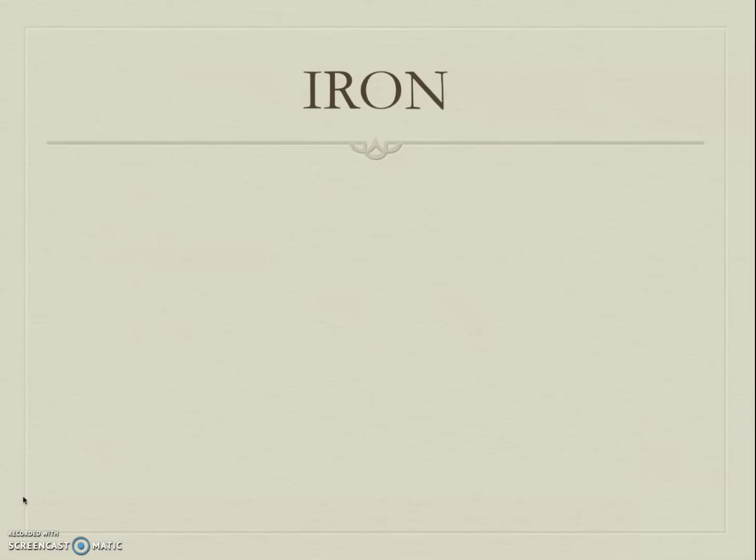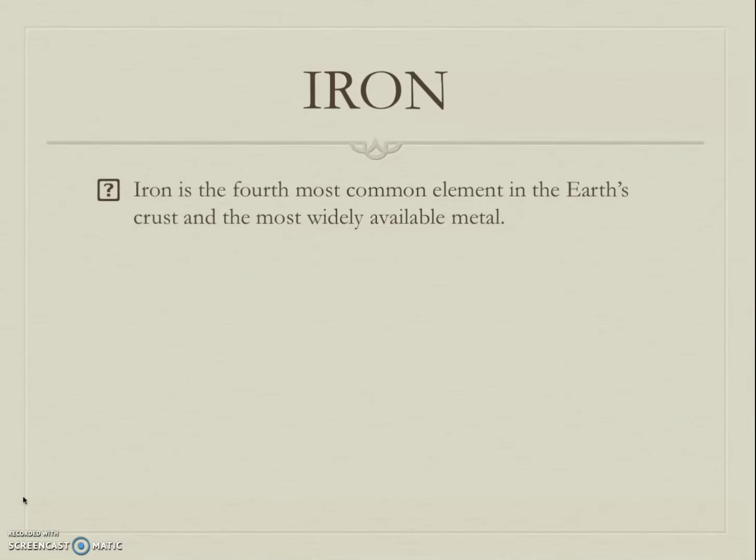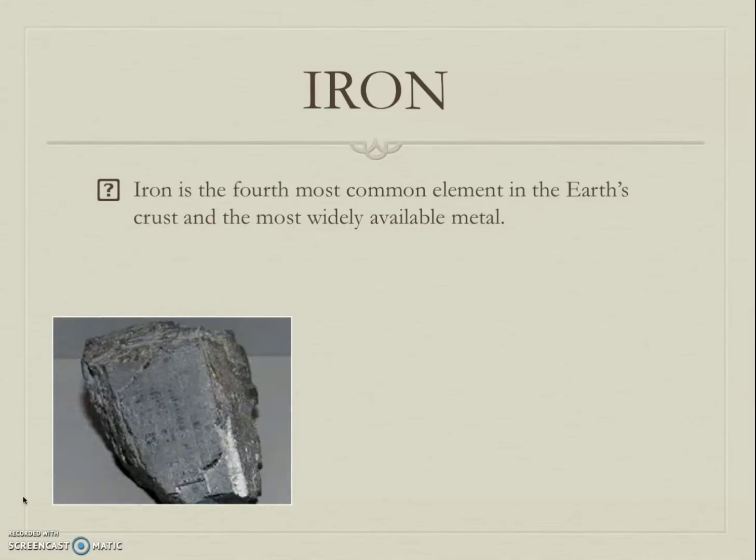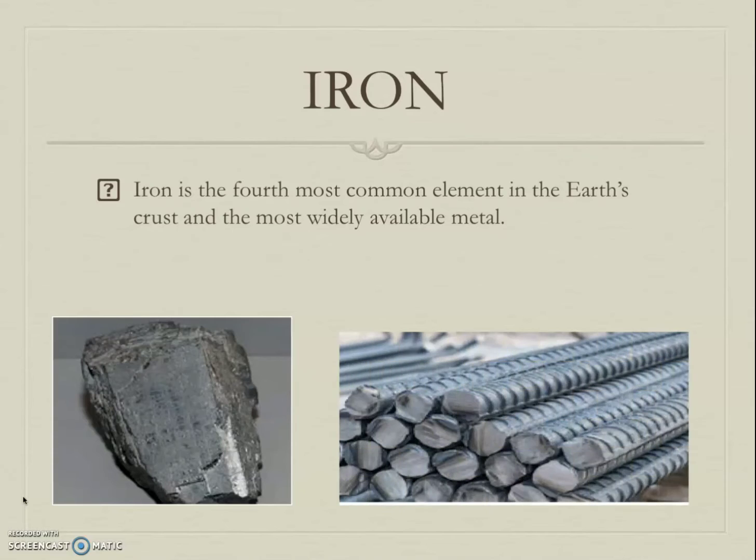First, we are going into iron. Iron is the fourth most common element in the earth's crust and the most widely available metal. Magnetite and hematite are the common ores of iron which occur normally in the rock of the crust. Pure iron ore is very soft, but its strength is increased many-fold by adding some amount of carbon and magnesium. Iron ore is mined in about 50 countries.